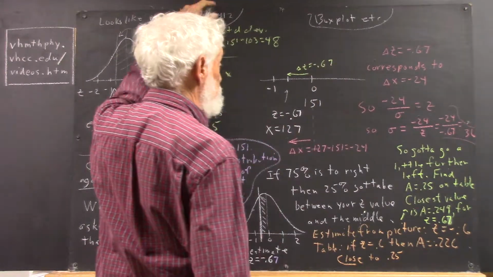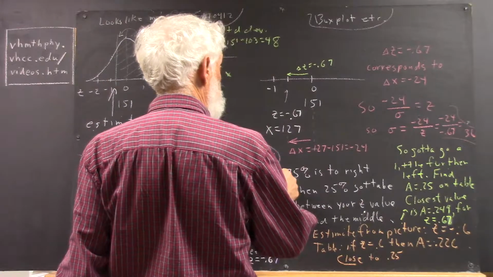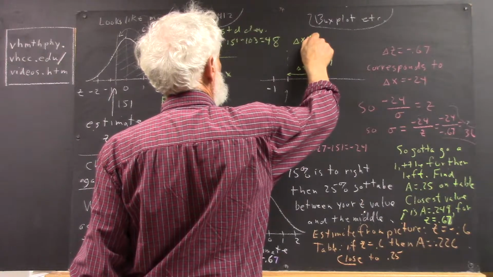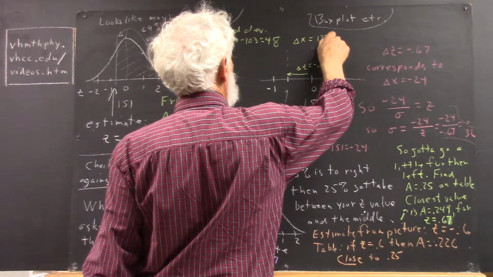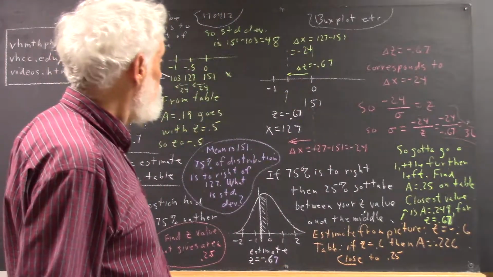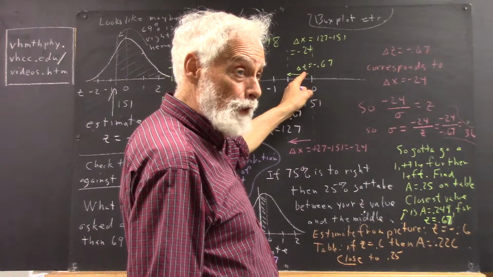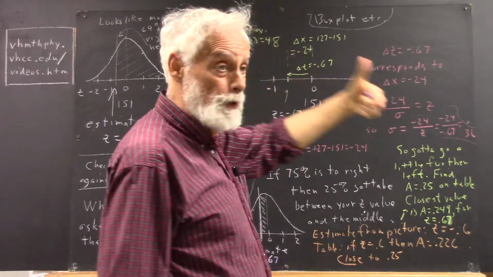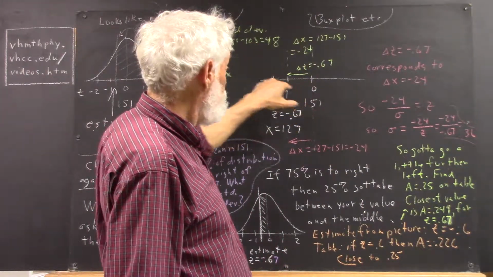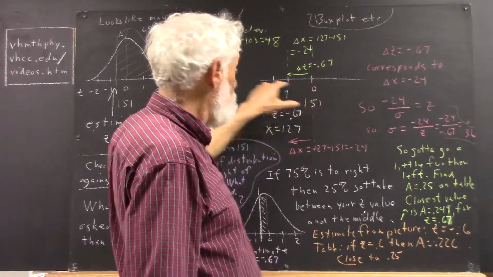negative 0.67, and the delta x from here to here, since it's from 151 to 127, is 127 minus 151, which is negative 24. So negative 24 to get from here to here, negative 0.67 z values. Remember, the z value stands for standard deviation, right? So we conclude that negative 24 units of x is 0.67 of negative 1 standard deviation.